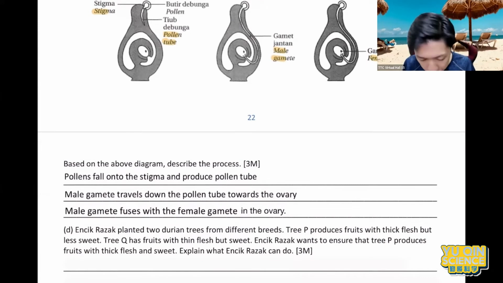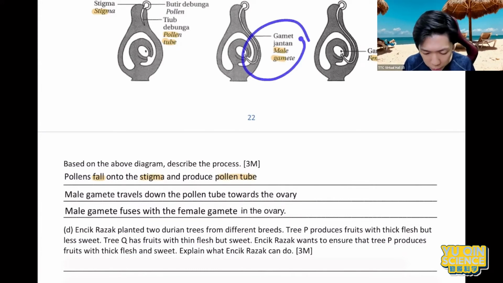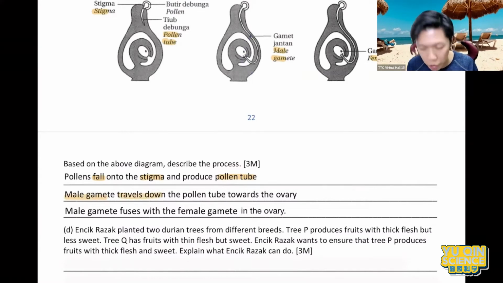So see if we follow the picture. First one is pollen falls onto the stigma, and then the pollen tube. First picture is like that. Second one, male gametes travel down. Follow the picture. Third one, male combines with female. There you go.